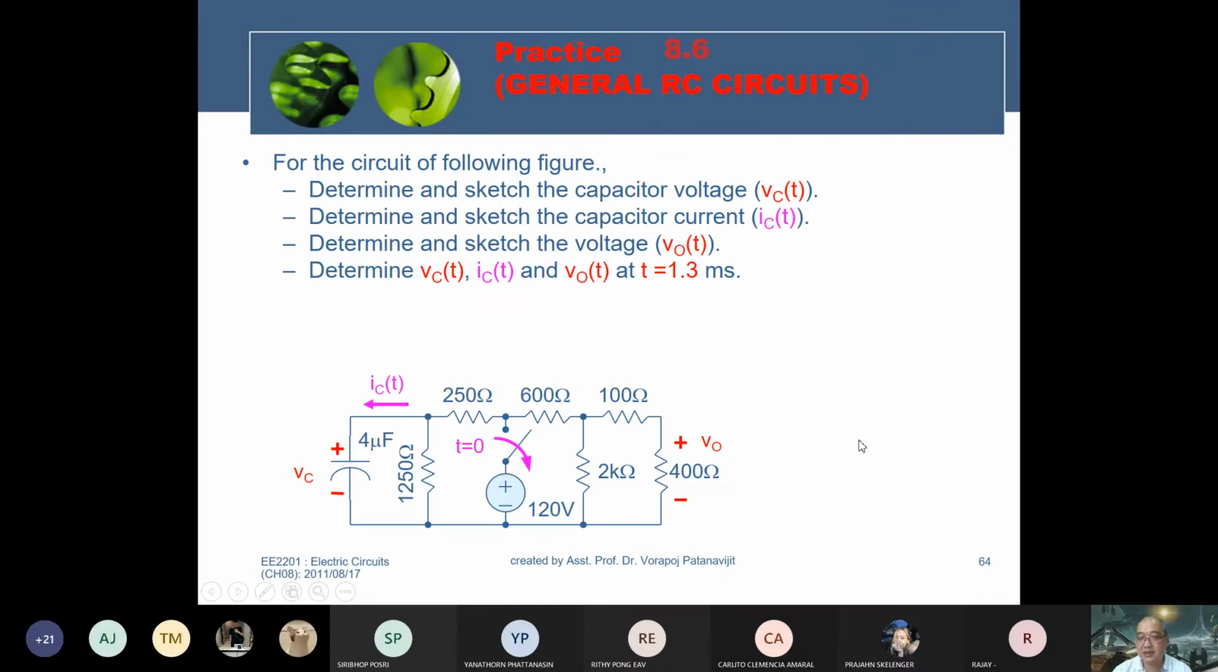Determine for the RC circuit in this case the capacitor voltage and the capacitor current. Determine also the voltage at this point, the voltage across the 400 ohm. After that, determine VC, IC, and VO at the time equal to 1.3 milliseconds.